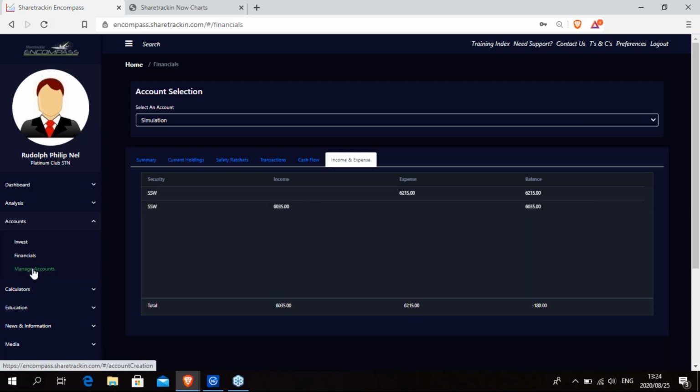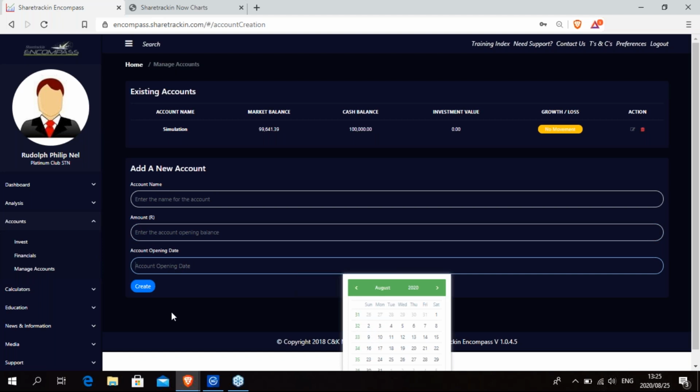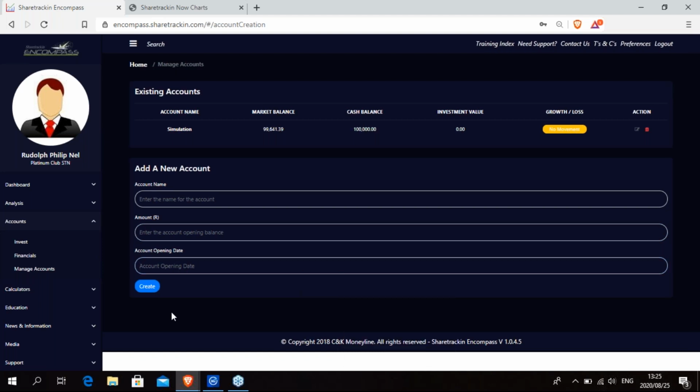Then manage accounts is basically where you can just go and create an extra account. So if you want a test account or a Darby account or a Rudi account or a Marlene account, you can just go and enter your account name with the amount, the cash balance that you would like to start off with, let's say 5,000, 10,000 Rand, just to practice on. And then you can just go and click there to go and select the date and click on create extra account and throw it underneath your existing accounts.